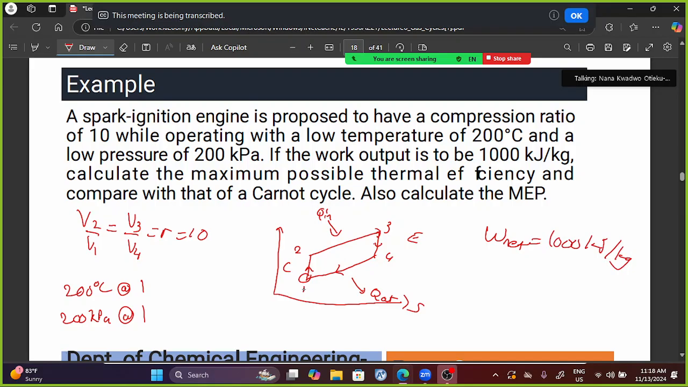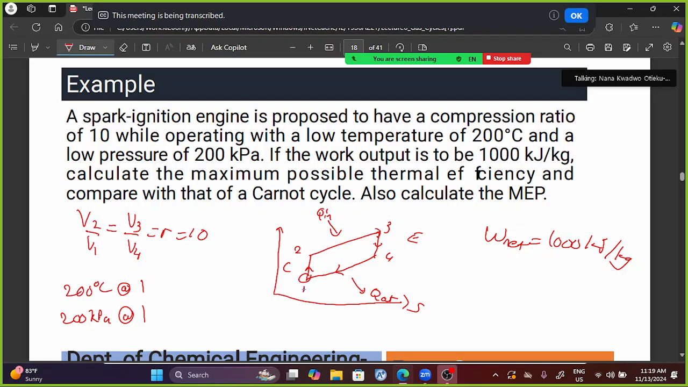Calculate the maximum thermal efficiency, and then compare to that of the Carnot cycle, and then calculate the mean effective pressure. Now, when we see questions like this, one thing to take note of is that we have the conditions at one location, right? And since it's a cycle, we can find what happens at point 2, at point 3, and at point 4. And that would help us know what we want to do.